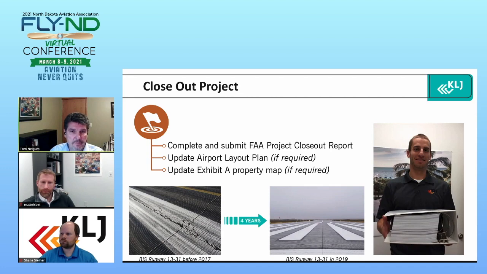The picture on the right there is one of the young KLJ engineers at the time. This was actually the testing reports from the first phase of the runway on the Bismarck runway project. I think this was like a 7-inch or 6-inch binder. Again, that was just the testing for the project. So lots and lots and lots of paperwork when it comes to federal projects.